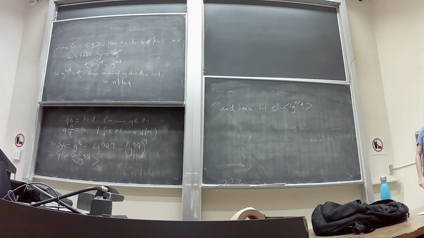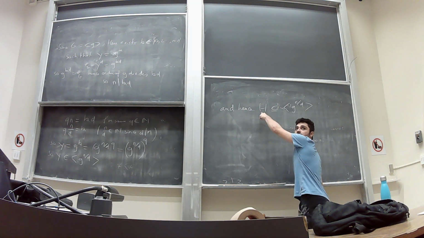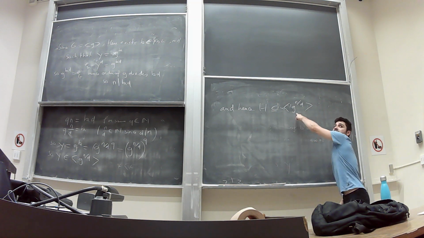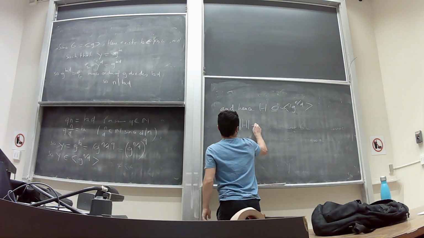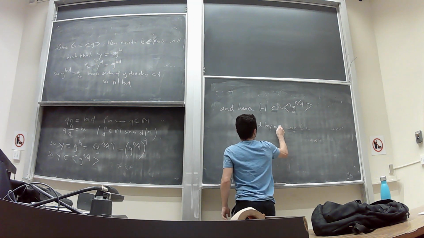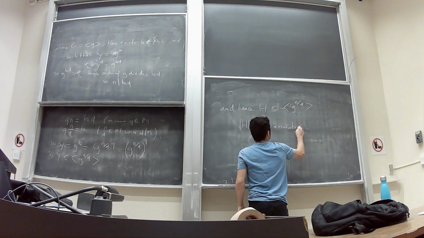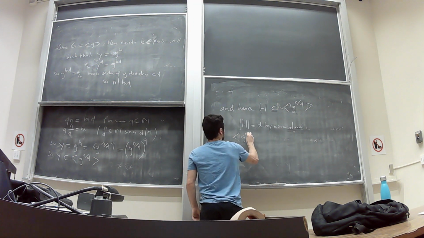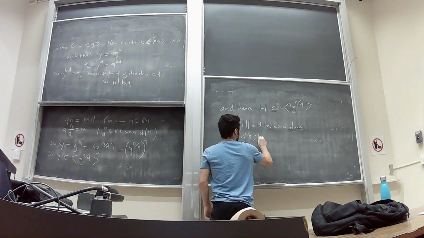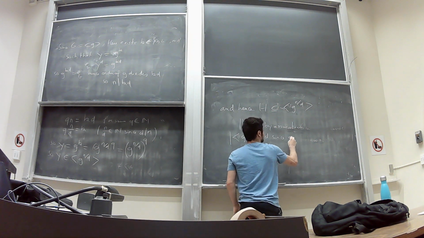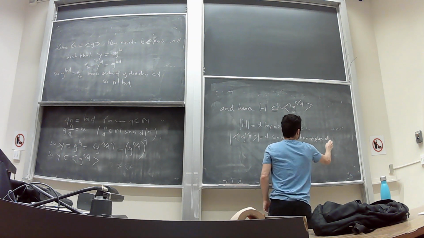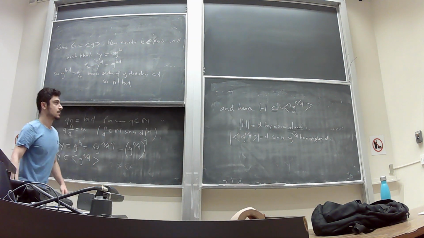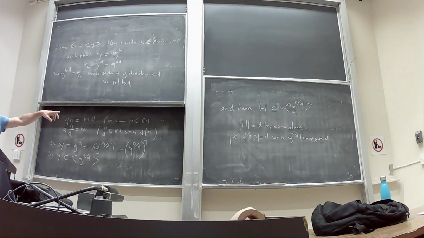Now this has d elements by assumption, H has d elements by assumption. And the subgroup generated by g to the n over d has d elements since g to the n over d has order d. Okay? Sorry about that.